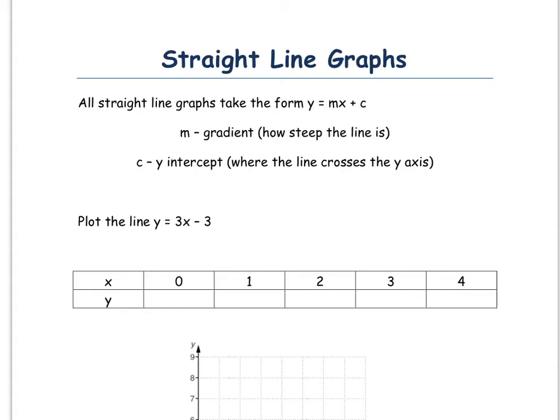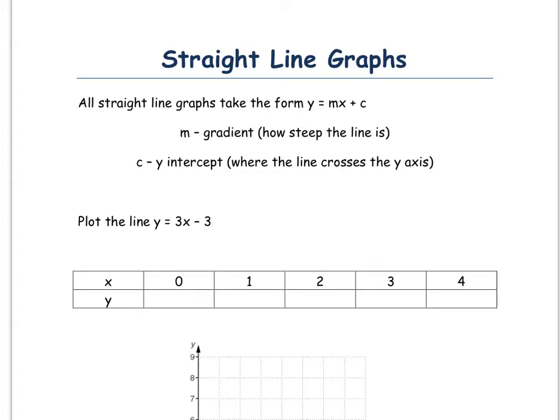So, let's plot a straight line graph. So, let's plot y equals 3x minus 3. Now, in an exam, you may well be given some values already given in a table. You might be given a blank table to fill in yourself, or you might just be given some space to draw your own table. So, I always like to pick the easiest values of x, which are 0, 1, 2, 3 or 4, because I don't like to go in negatives because that's where problems start to arise. So try and keep your x values positive.